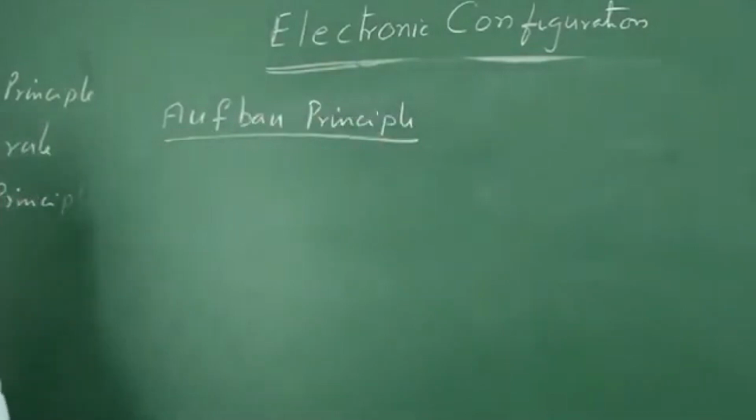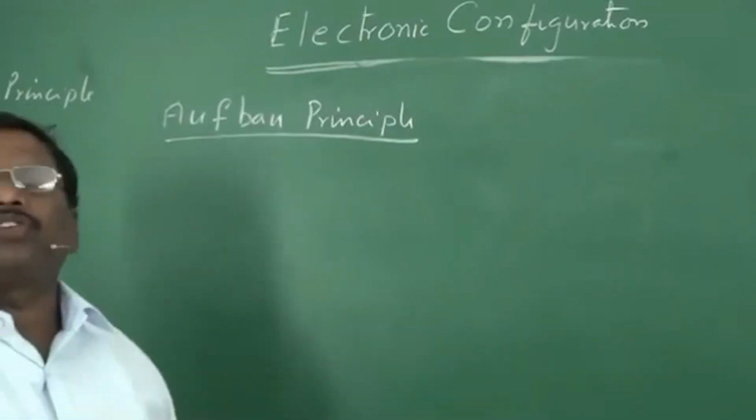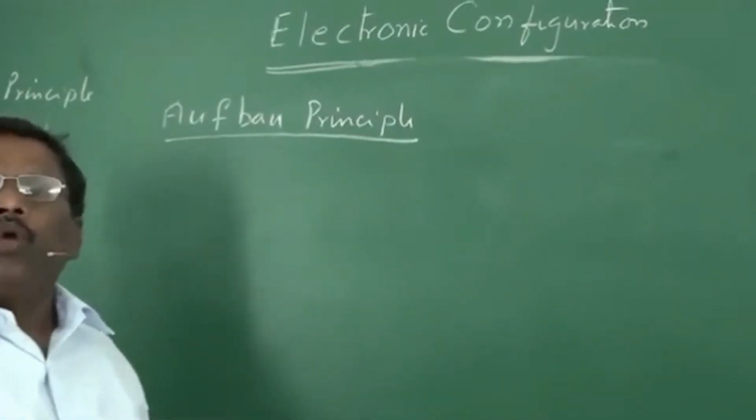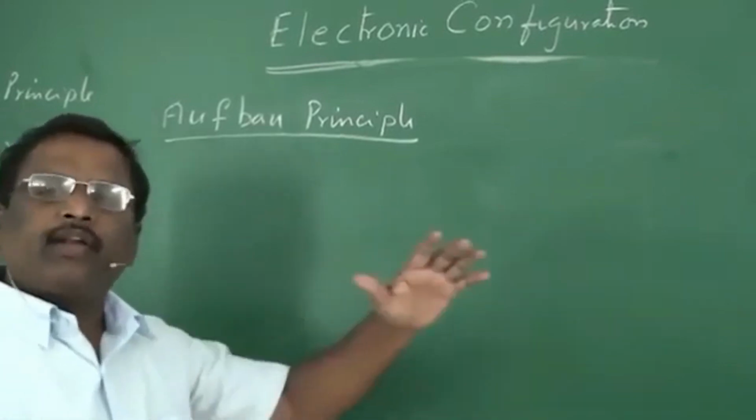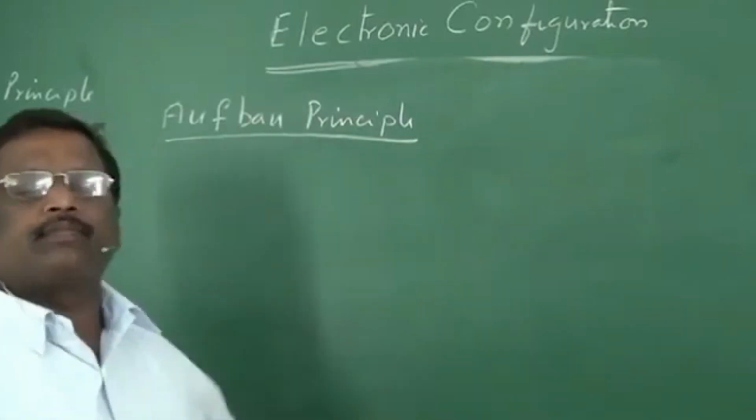Aufbau principle. Aufbau means building up of electrons, or filling up of electrons. When electrons are entered into different atomic orbitals, the electron will enter first into the orbital whose energy is relatively less.